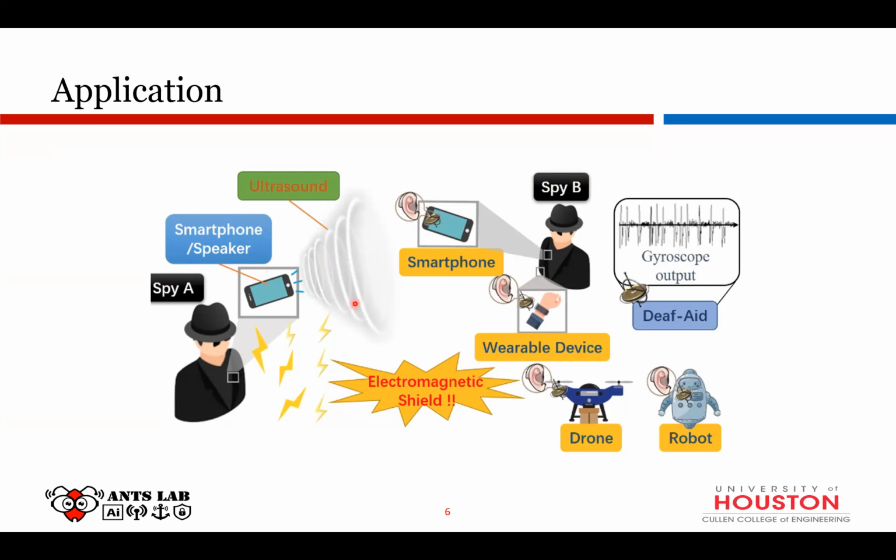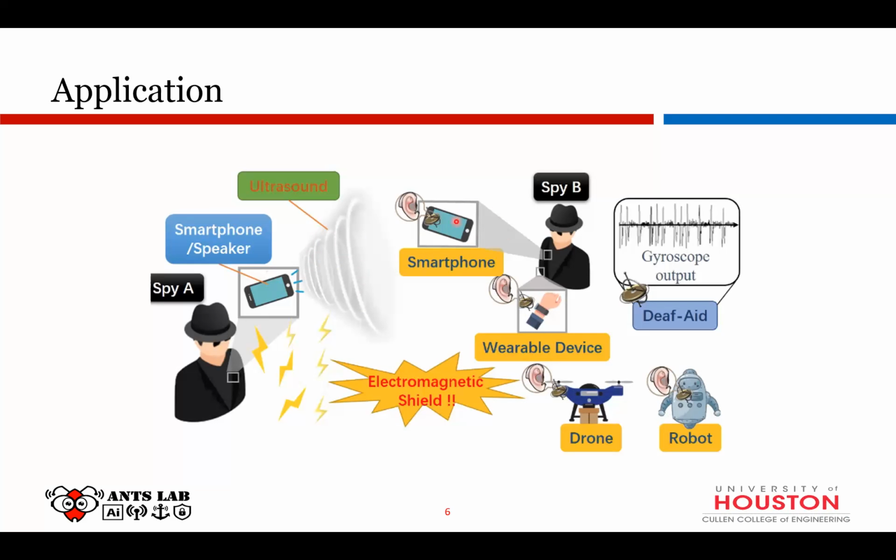So here is the story. Spy A wants to send some security data to spy B, and in this case, spy A uses a smartphone or a speaker to generate some ultrasound, which cannot be heard by humans.